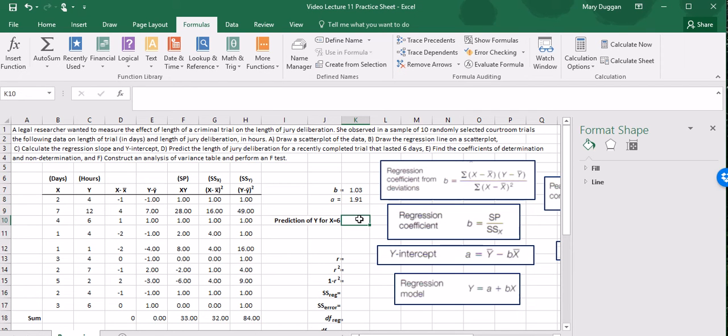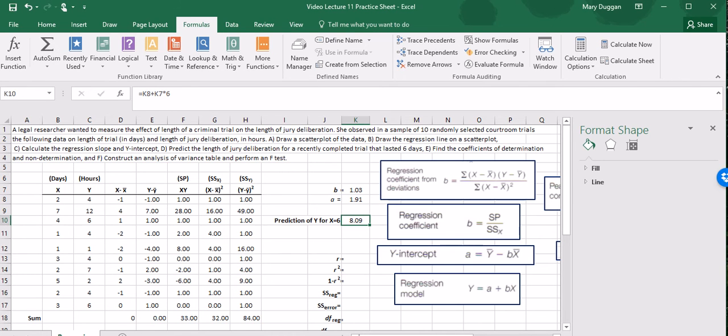I'm going to plug in the regression model to find a predicted y-score for this. So here we go for a trial that lasted 6 days. So I'm going to use the regression model, and I'm going to enter our A first. So here's the regression model. A plus our B, and I'm going to multiply it, in this case, by 6, because this is a trial that lasted 6 days. So the predicted hours for a jury deliberation for a trial that lasted 6 days is 8.09 hours. So we can use this regression as a predictive model. When we know one score, we can predict the other.